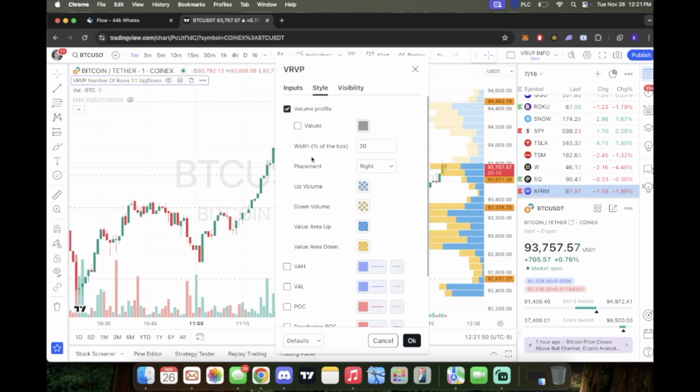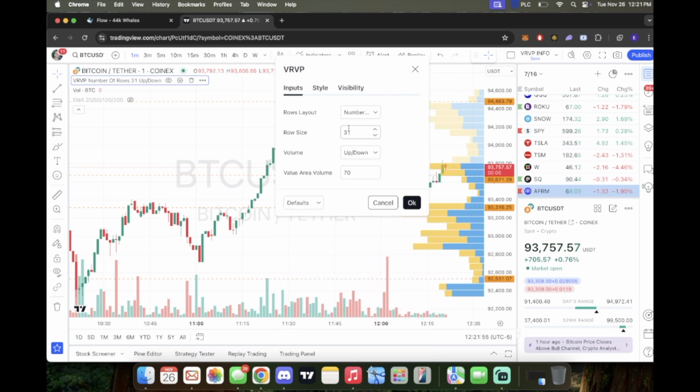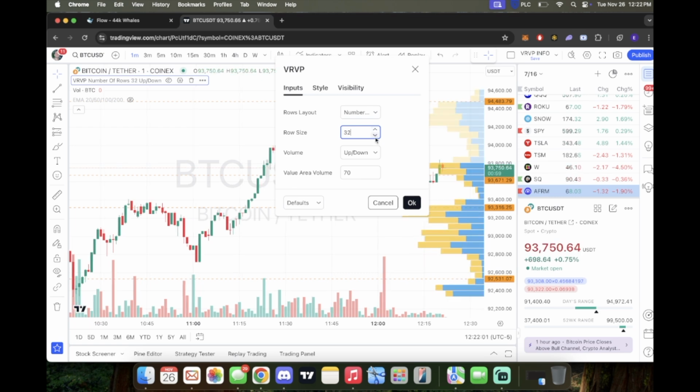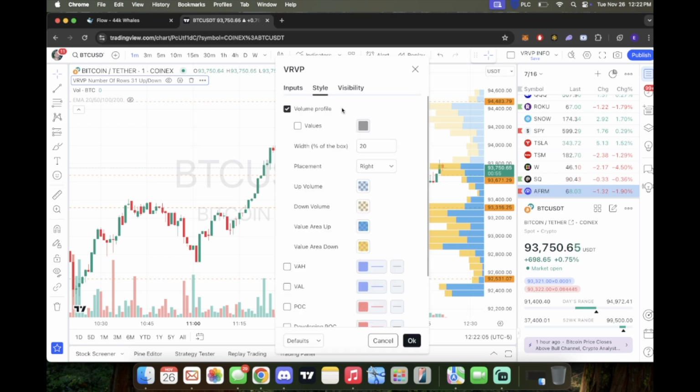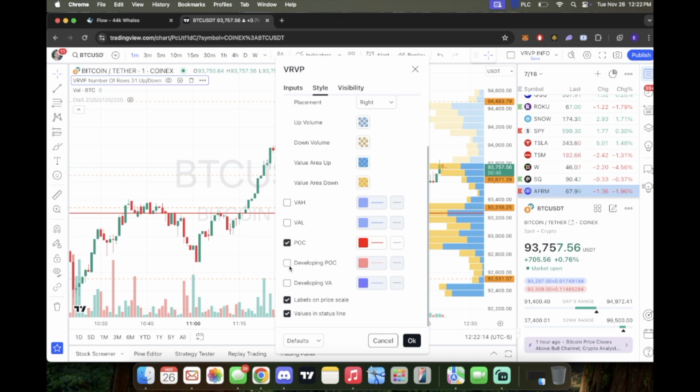Now, there's smaller things you can do on this. If you go to the settings, you can change some of these inputs. You can do more rows and have these a little thinner, right? I kind of like keeping it at 31. I kind of feel that's been pretty good to me. You can also change the colors and everything, and see these where they say developing POC. You can actually draw these in, and it will draw in these lines of support and lines of resistance for you.